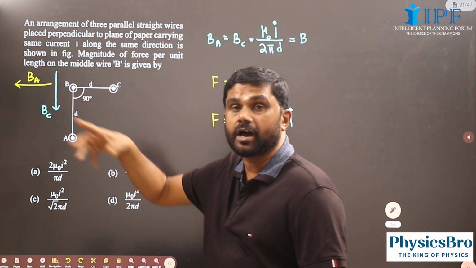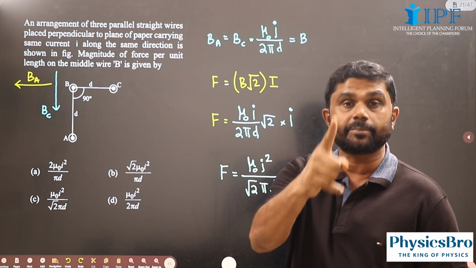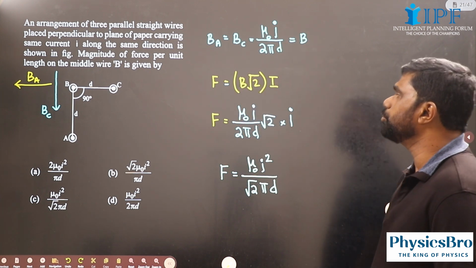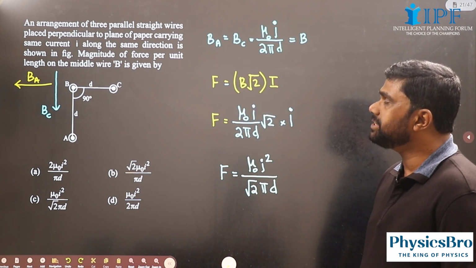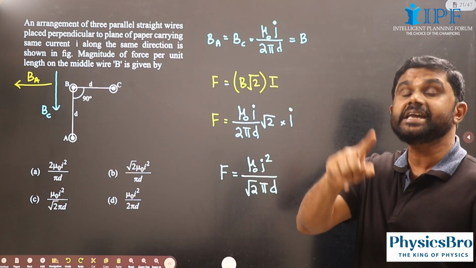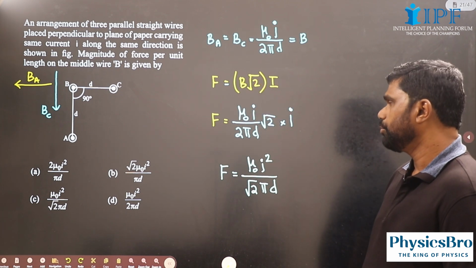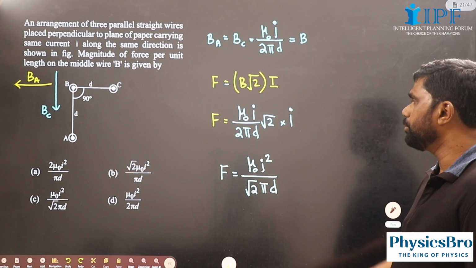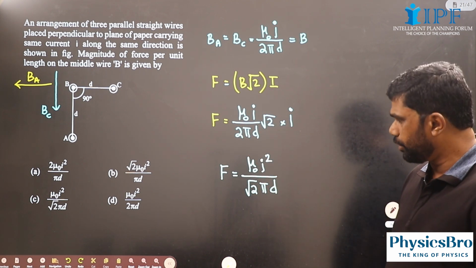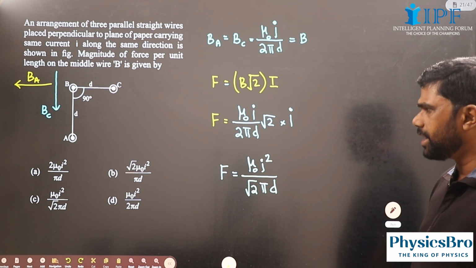Now these two fields are perpendicular to each other. So the resultant magnetic field intensity will be B root 2, and B equals mu 0 I by 2 pi d. Now we have to find the force per unit length of the conductor. See this middle conductor, BIL. The resultant field is B root 2, I, L is 1. So this is B root 2 and I, so mu 0 I squared. Then root 2 by 2, there will be root 2 in the denominator. Mu 0 I squared root 2 pi d. Mu 0 root 2 mu 0 I squared by pi d.